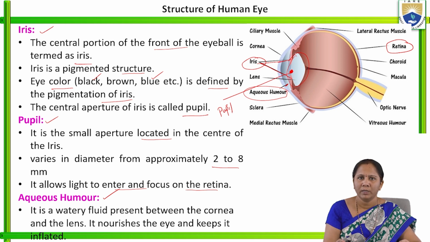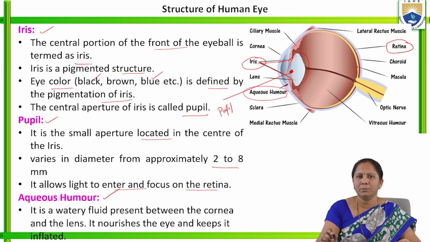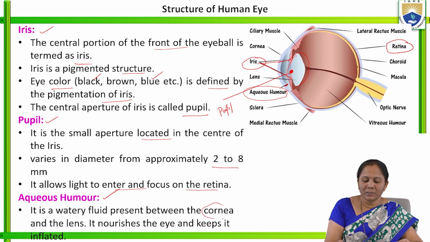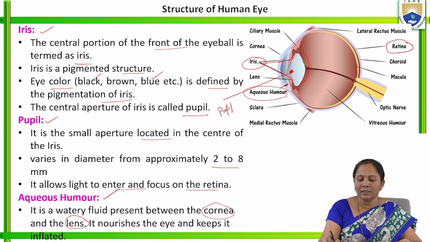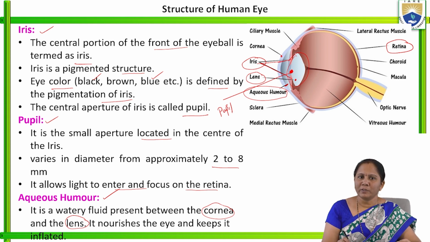It will be in the form of liquid, and this liquid generally will be available in between two parts. What are the two parts? It will be available between cornea and lens. So you can see here, this is lens, and here we can see cornea. Okay. So this aqueous humor will be present in between this cornea and lens, and it will be a water-like substance in liquid form. So what is the purpose of that? It will nourish the eye and keep it inflated.